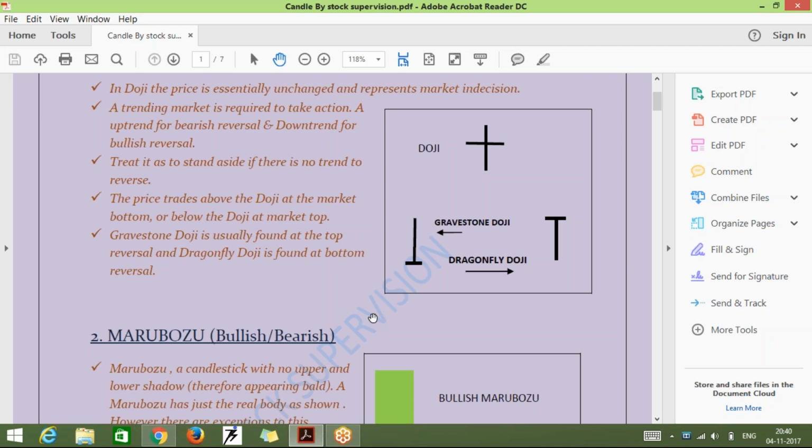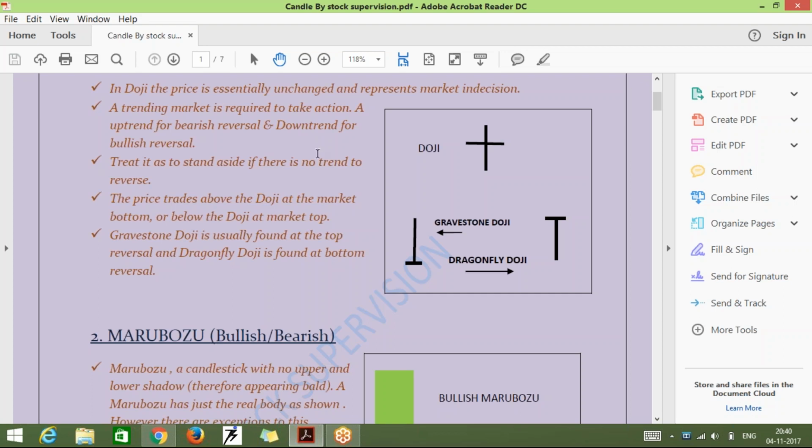A trending market is required to take action: an uptrend for bearish reversal and a downtrend for bullish reversal. Treat it as stand aside if there is no trend to reverse. Exactly as I said, if the stock is trading in a range, then there is nothing to worry about, nothing to focus on. The doji also.